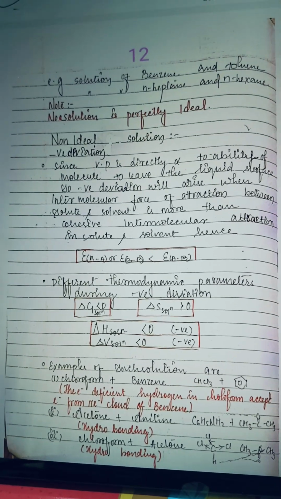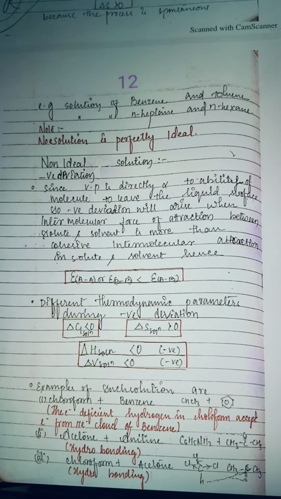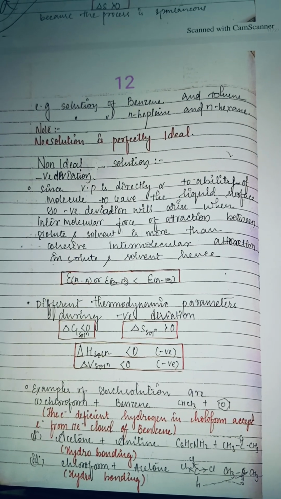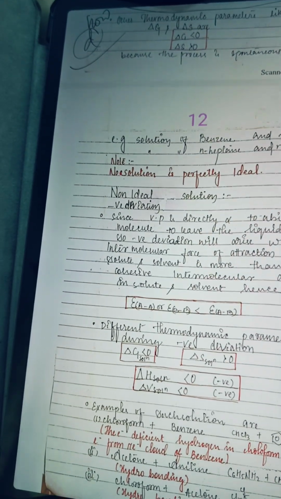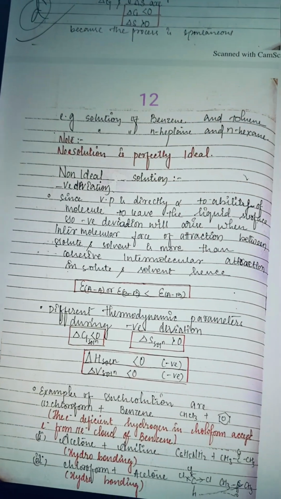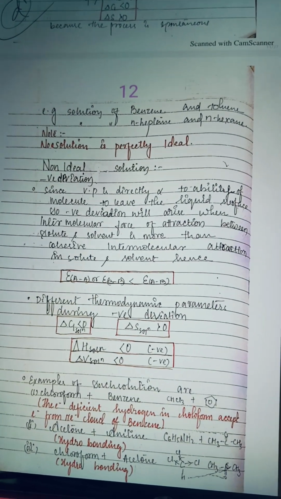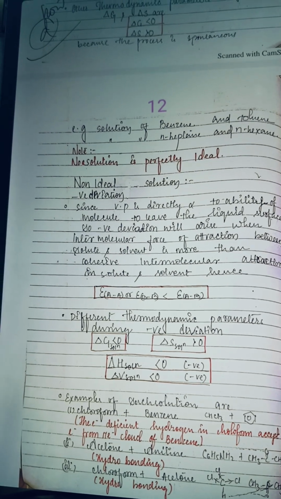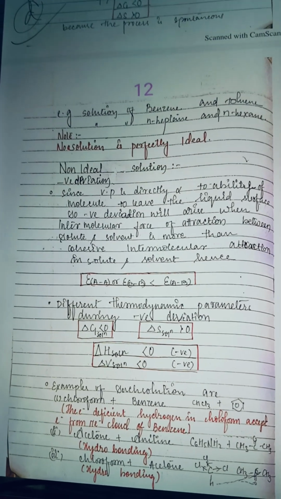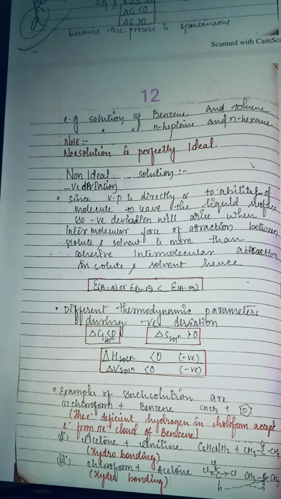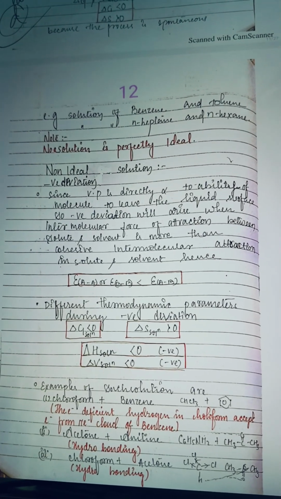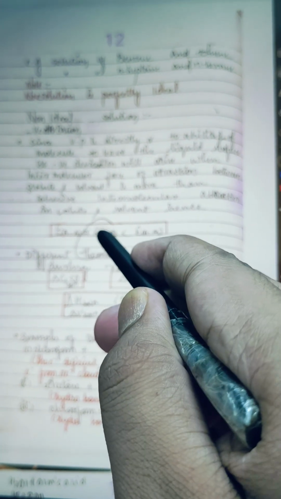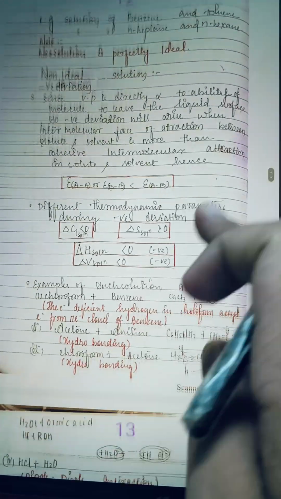attraction. So let's repeat it again. Non-ideal solution, negative deviation. Since vapor pressure is proportional to the ability of molecule to leave the liquid surface, negative deviation will arise when intermolecular force of attraction between solvent and solute is more than the cohesive intermolecular attraction in solute and solvent, hence EAA, EBB would be less than this. Okay, so now let's move on.